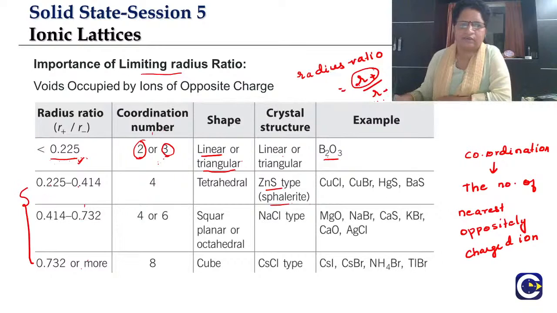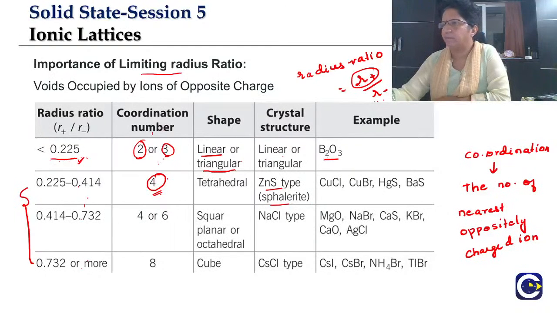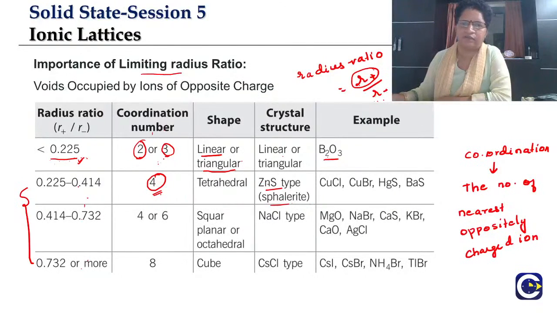Fine. If the radius ratio lies between 0.225 to 0.414, the coordination number would be 4. What does coordination number 4 mean? The cation is surrounded by 4 anions or an anion is surrounded by 4 cations. Like let me take zinc sulfide. Each zinc ion is surrounded by 4 sulfide ions. Each sulfide ion again is surrounded by 4 zinc ions. So we say the coordination number is 4.